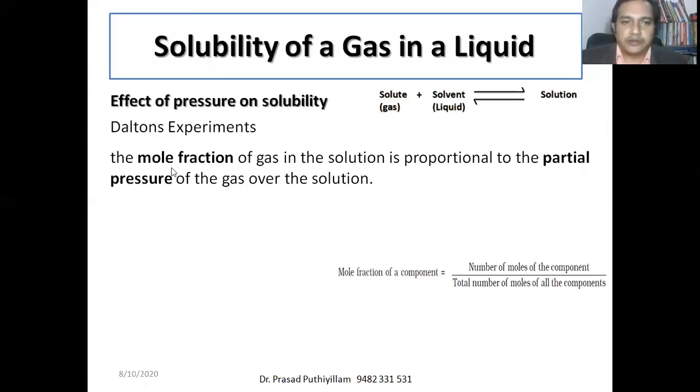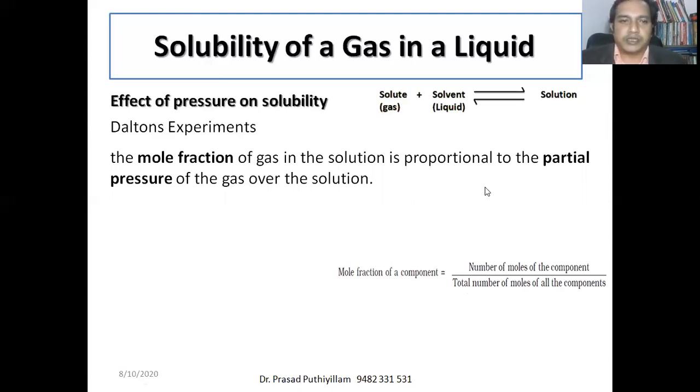What is mole fraction? That you have already seen; it is one of the ways to express the concentration of solute. The mole fraction of a component is its number of moles, that is mass per molar mass, or volume per molar volume, divided by the total number of moles of all components.